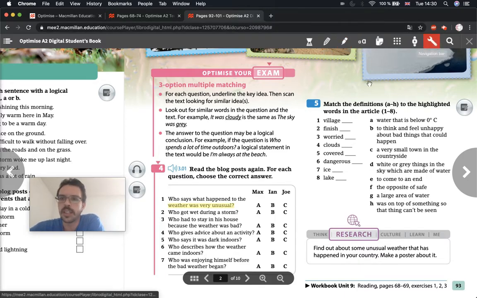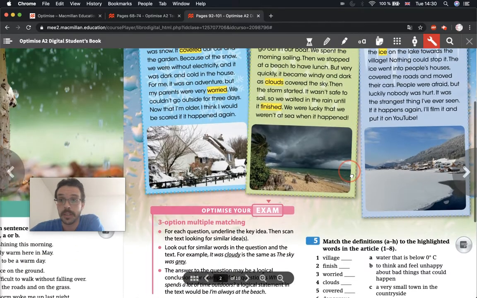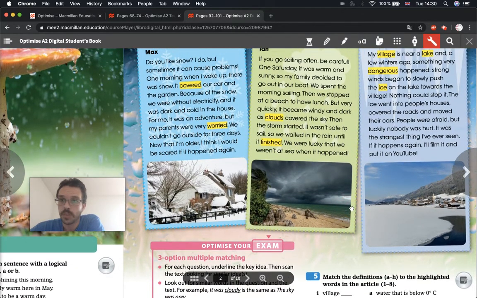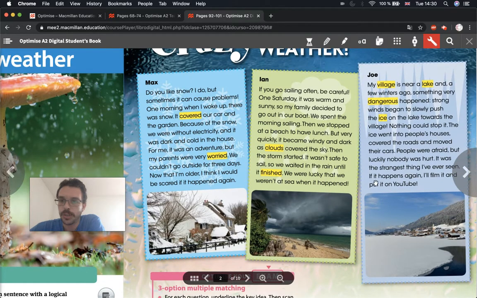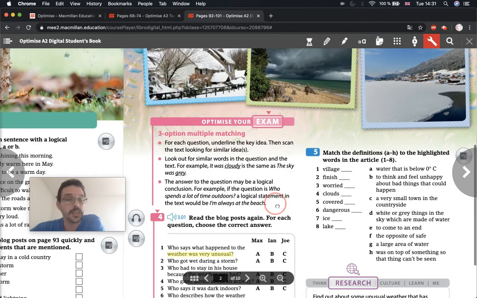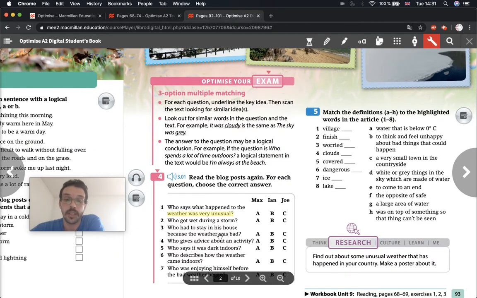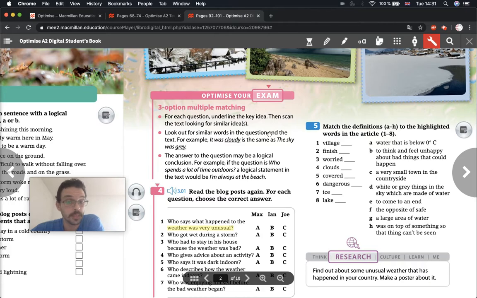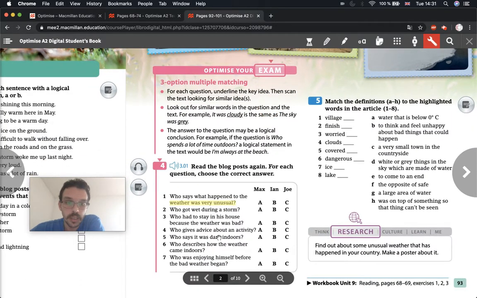Who says something like this in the text? Maybe not exactly the same, but something similar. If you look at Joe here, he has the phrase here. It says, it was the strangest thing I've ever seen. So if it's something very strange, right? Strange is another way of saying unusual. So I think the answer to number 1 would be Joe. Let's have a look at number 2 here. I'll circle Joe.